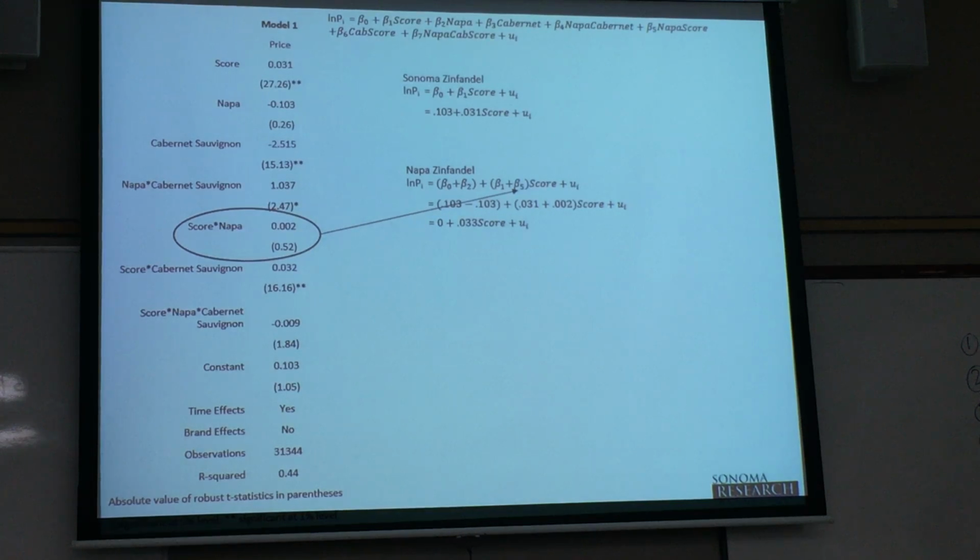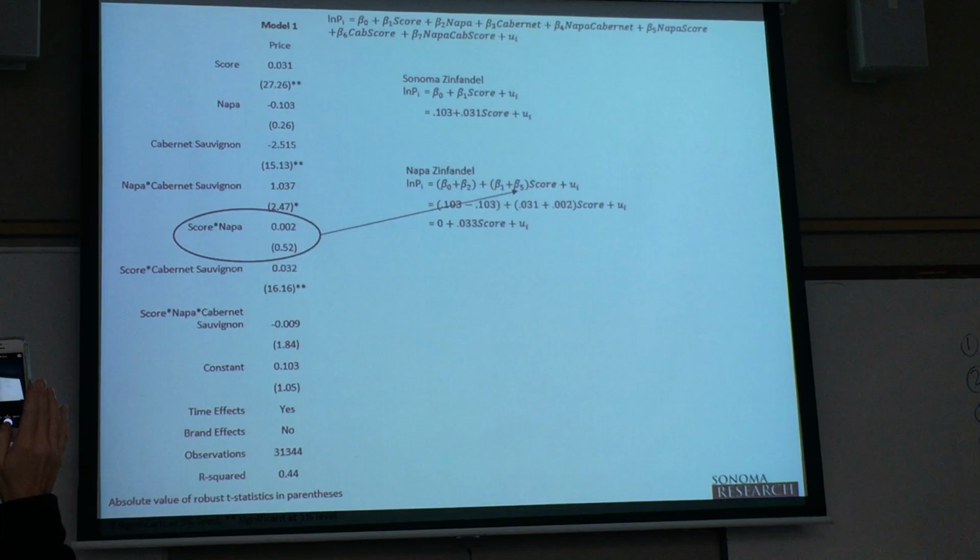You said, for every one increase in price, there's a 3% increase in score, or is it? No, it's the other way. Okay. So for every 1 unit increase in score, price goes up about 3.1% for Sonoma Zin, and for Napa Zin, it's about 3.3%. For every 1 unit increase in score, they can charge about 3.3% more.